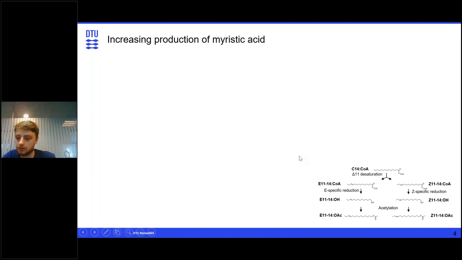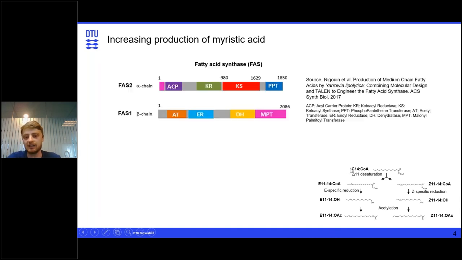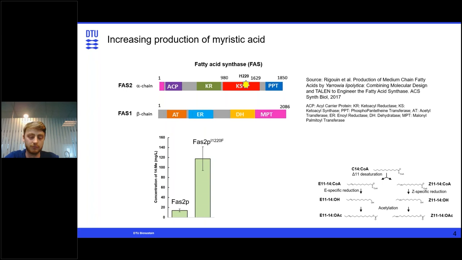So. Yes. Okay. So here on the right side, you can see which steps have to be taken in order to produce Z11-14 acetate. And as you can see, the first step is production of myristic acid. And in general, in yeast, de novo production of saturated fatty acids relies on fatty acid synthase, which is a huge protein consisting of alpha chain and beta chain, alternatively called FAS1 and FAS2. And a couple years ago, quite a nice discovery was made that if you mutate the ketoacyl synthase domain, you can increase myristic acid production. And we were inspired by that.